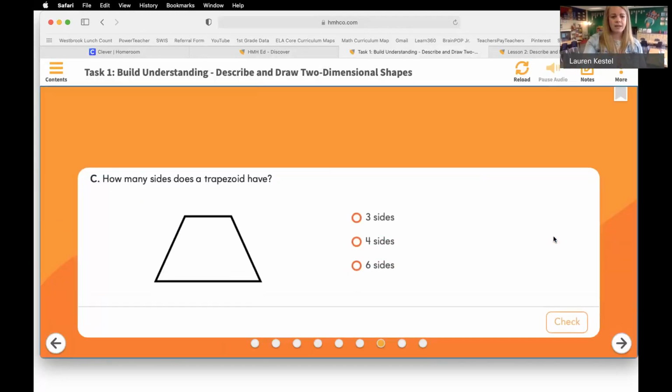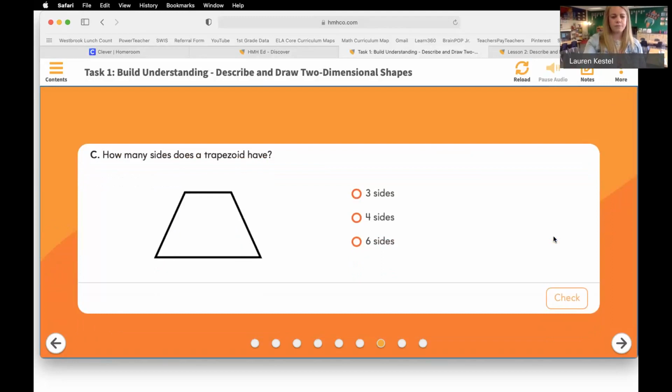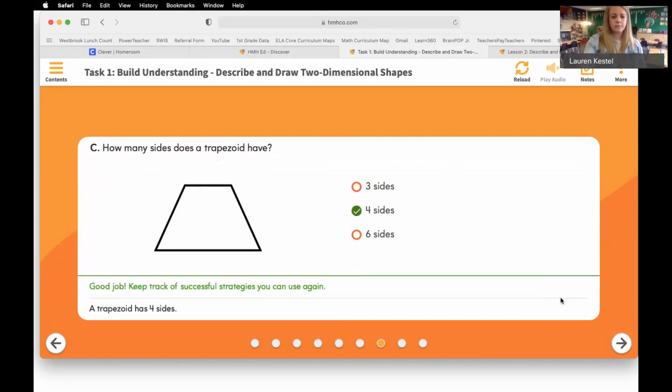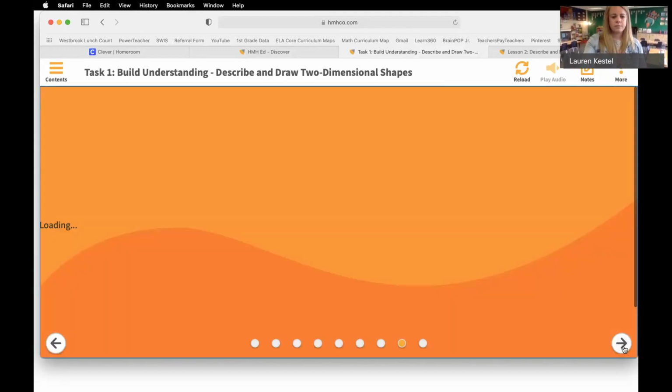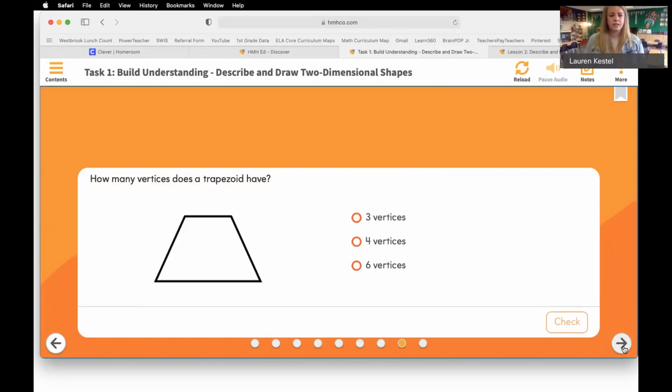How many sides does a trapezoid have? Here we see a picture of a trapezoid. Count the sides. You're right, there's 4 sides. Now think, how many vertices does a trapezoid have? Yes, there's 1, 2, 3, 4 vertices, or 4 corners.